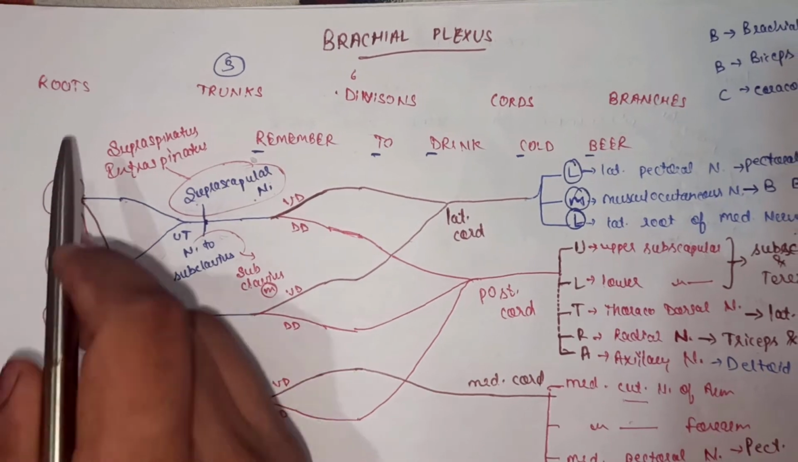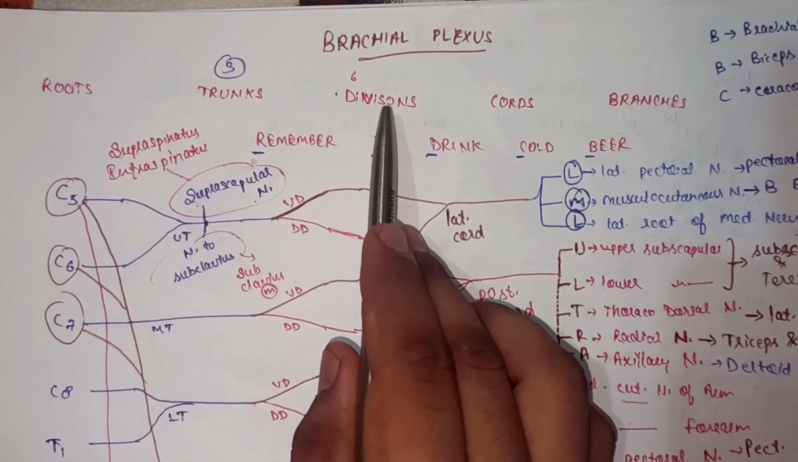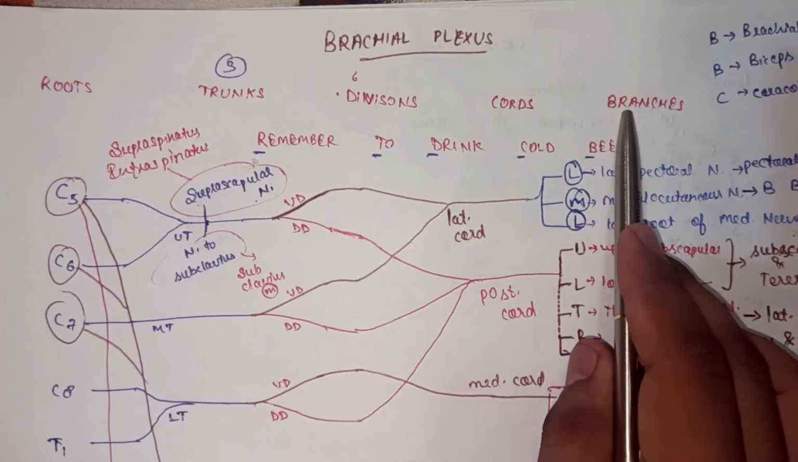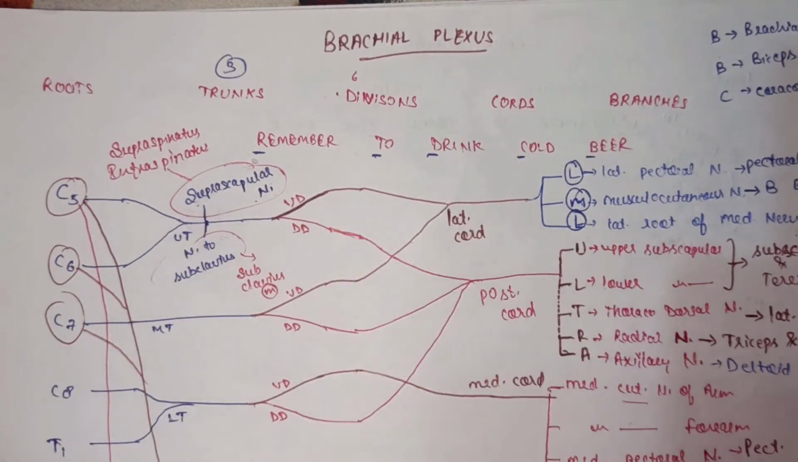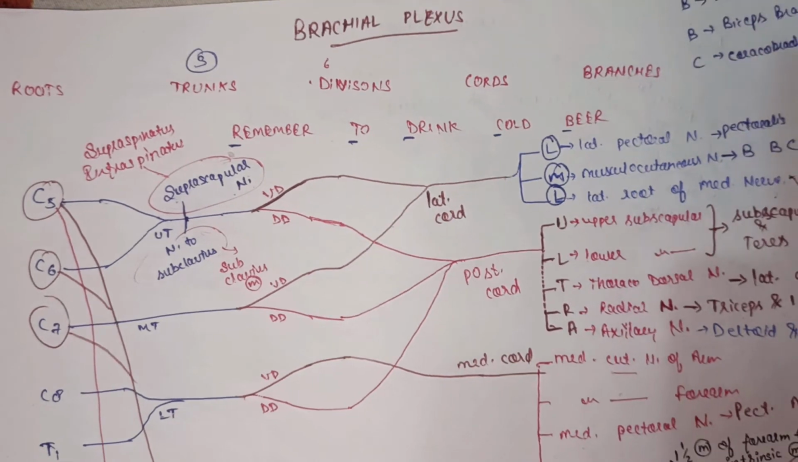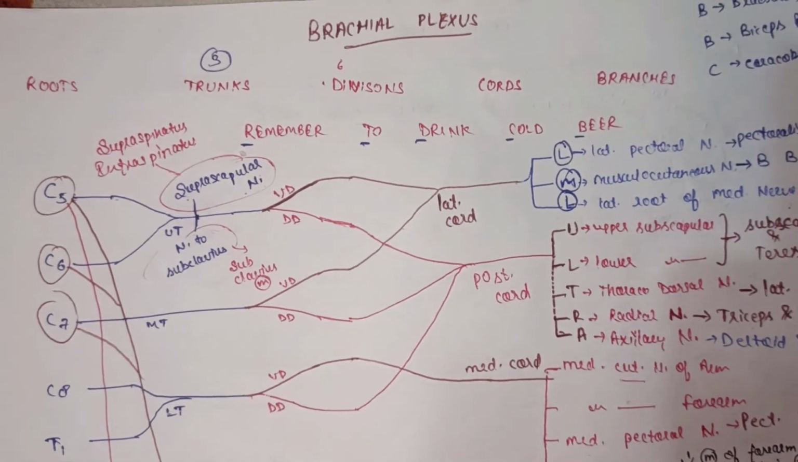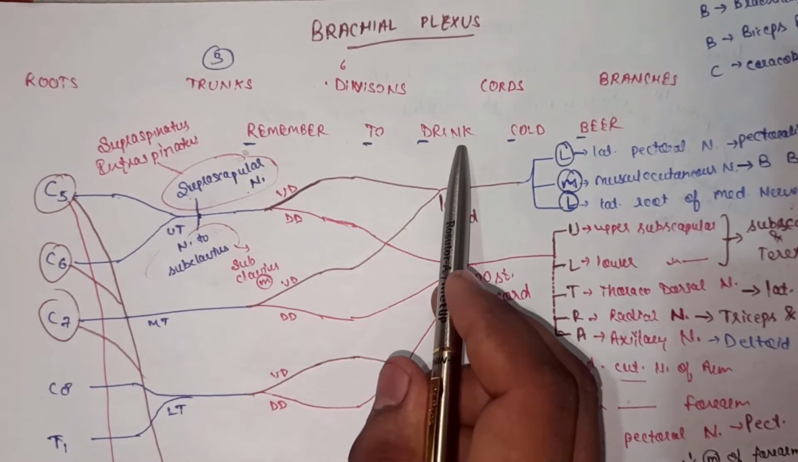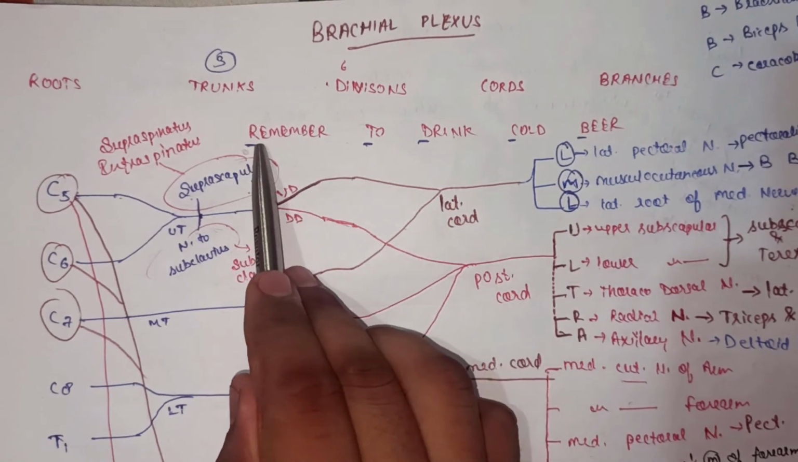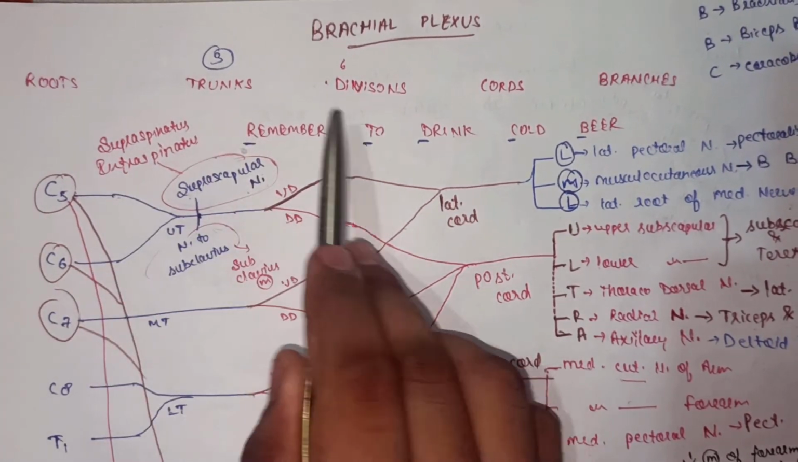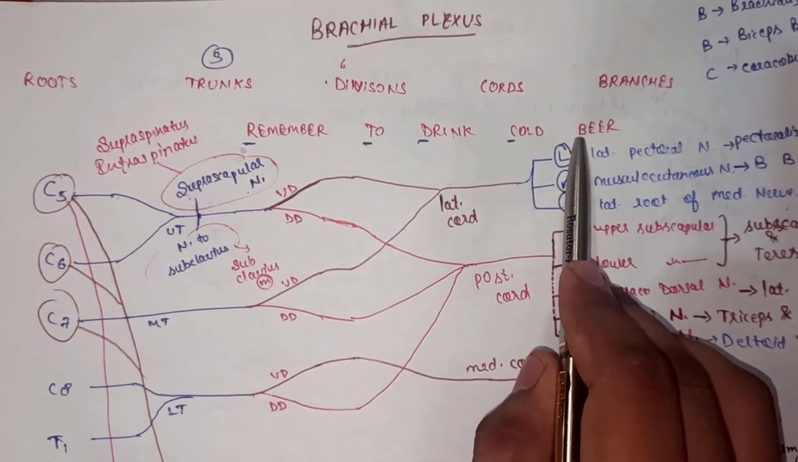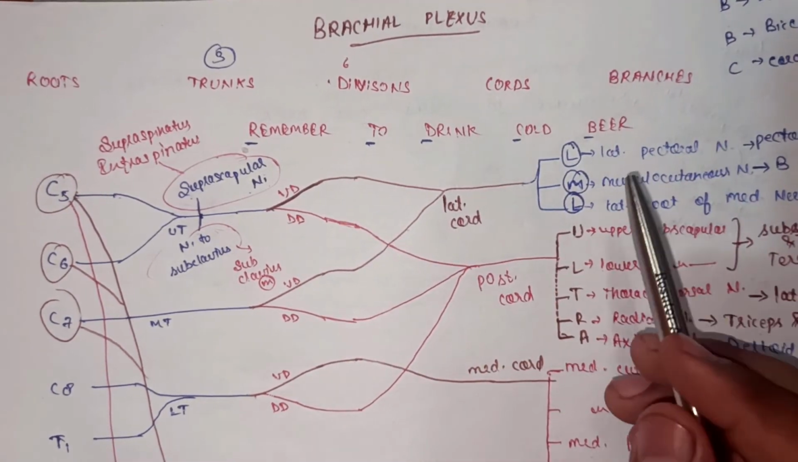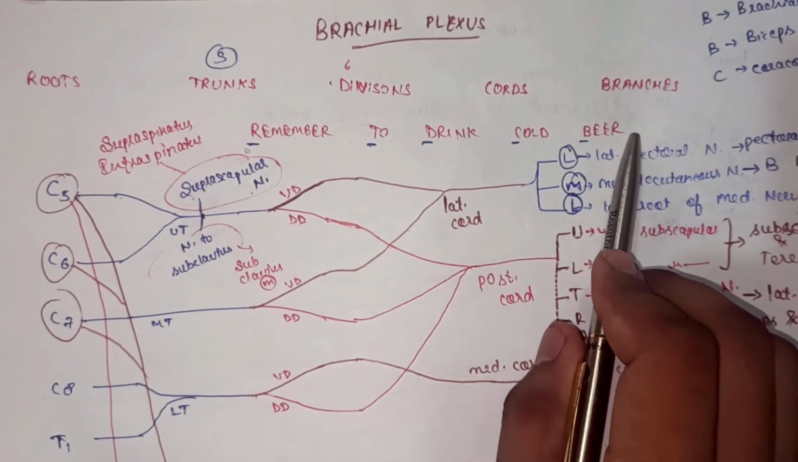The first one is roots, second one is trunks, third one is divisions, fourth one is cords, and the fifth one is the branches. So these are the 5 major points, and we have to learn them in this sequence only. For this sequence, we have a mnemonic: Remember To Drink Cold Beer, in which R stands for roots, T stands for trunk, D stands for division, C stands for cords, and the last B stands for branches. So this is a mnemonic to learn this sequence.